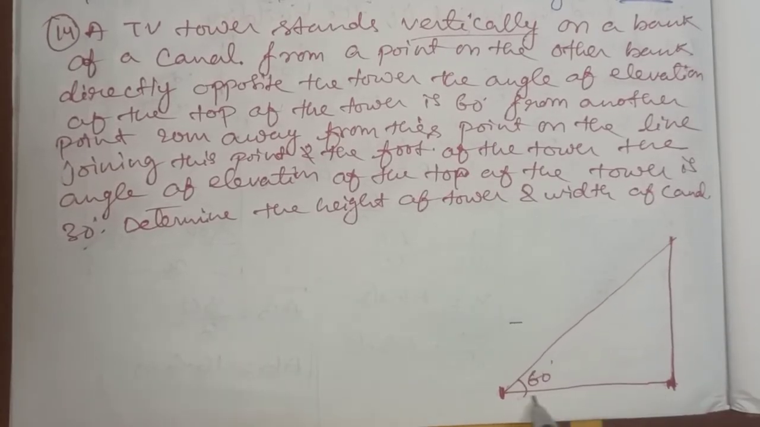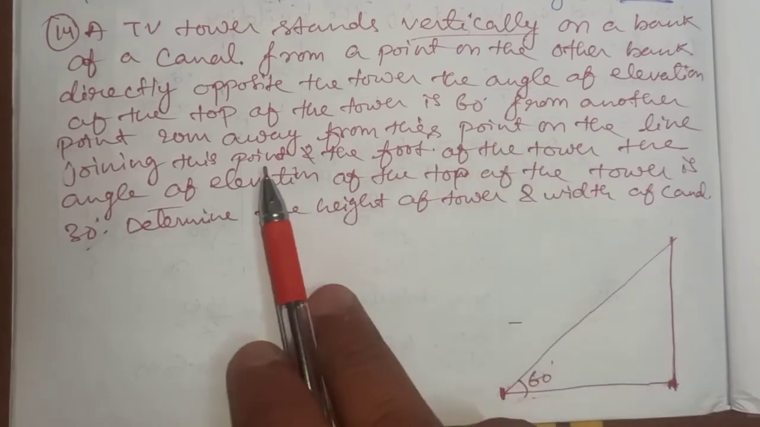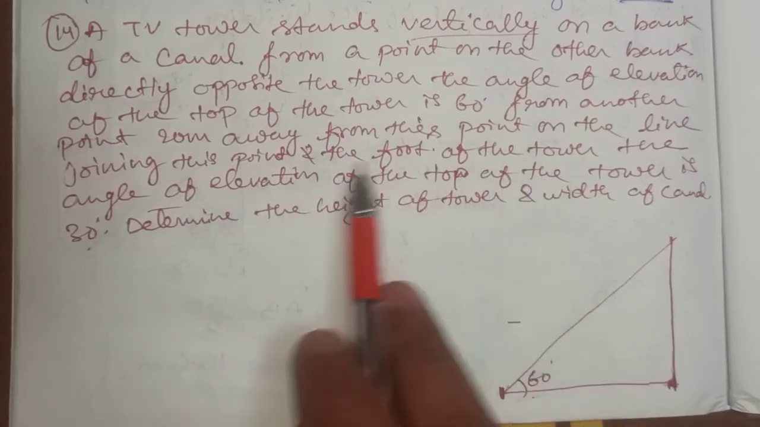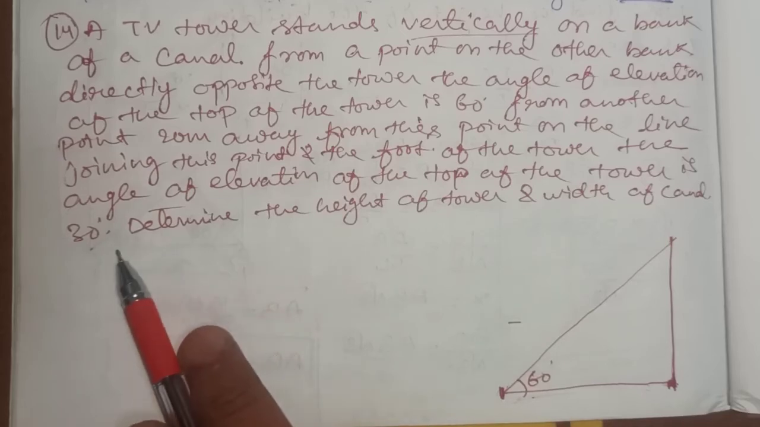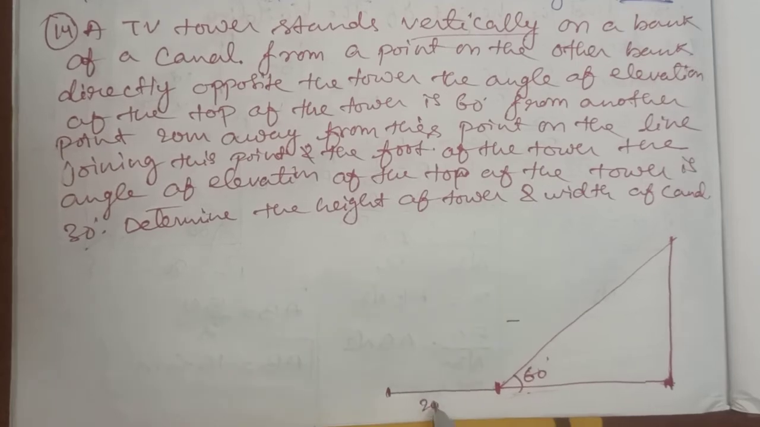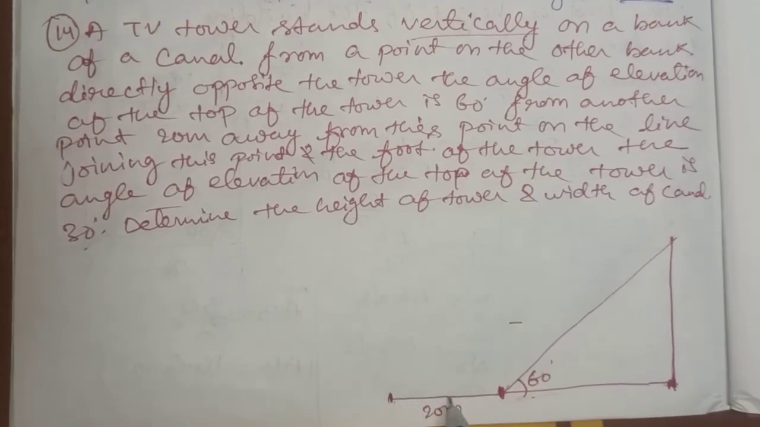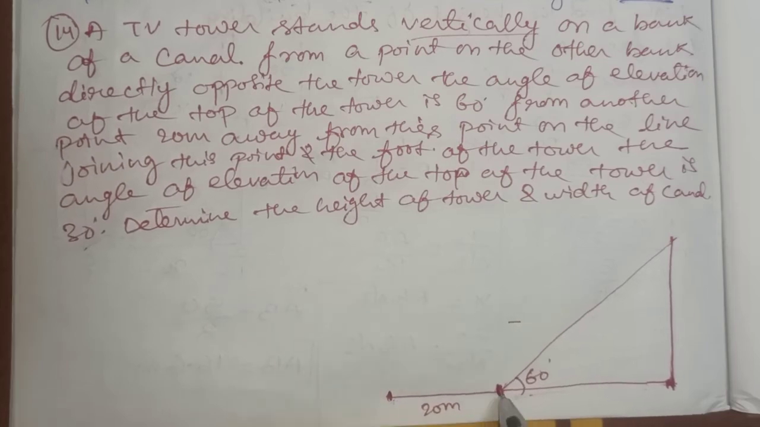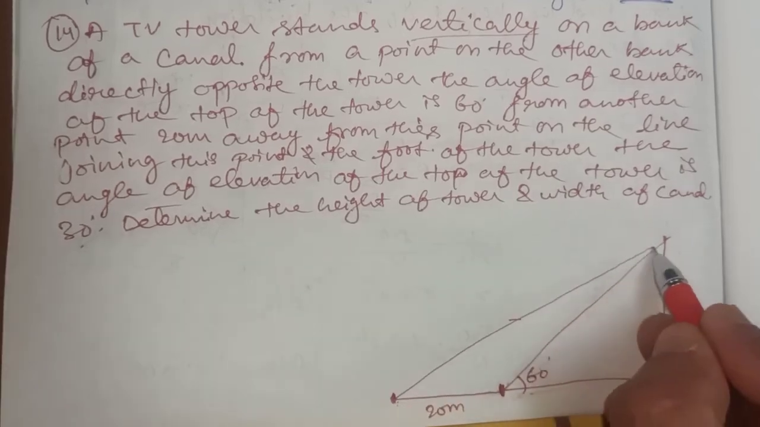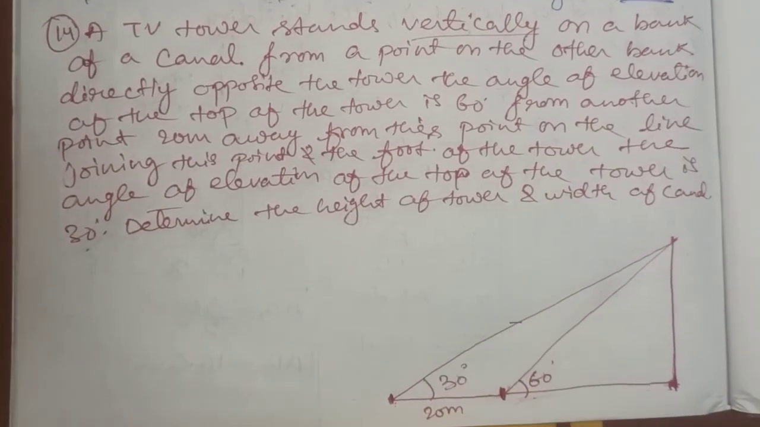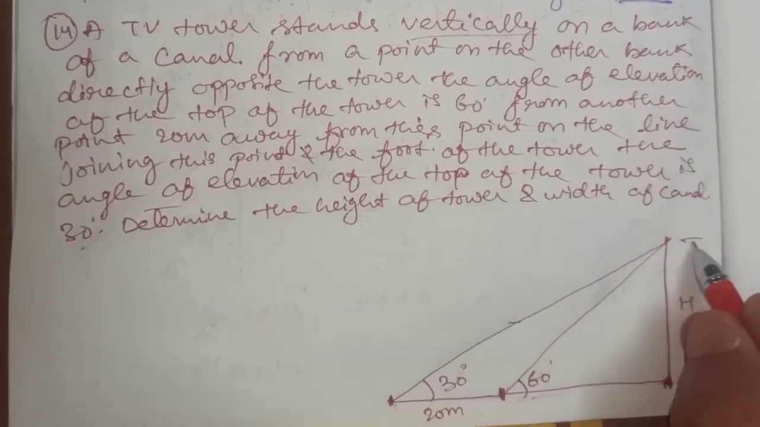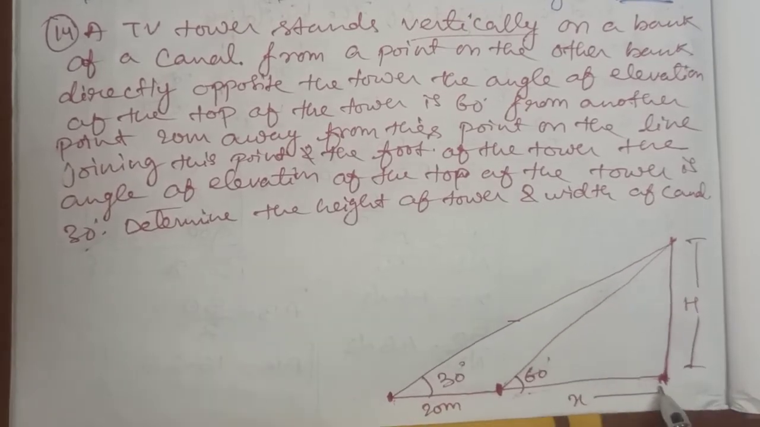This is the width of the canal, remember. From another point 20 meters away from this point, on the line joining this point and the foot of the tower, the angle of elevation of the top of the tower is 30 degrees. Determine the height of the tower and the width of the canal. We have to find the height of the tower, that is h, and the width of the canal, that is x.